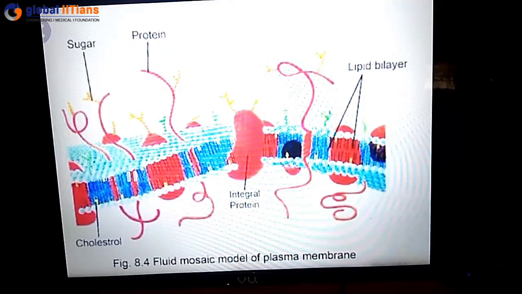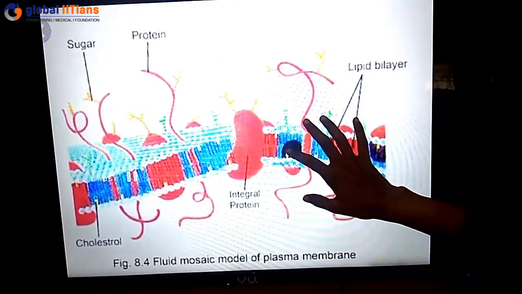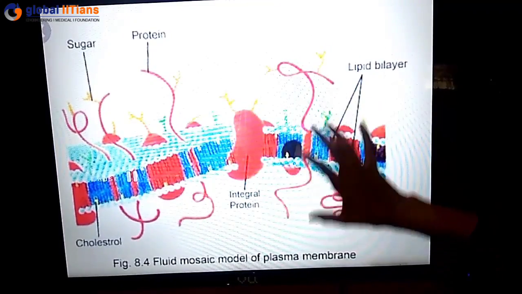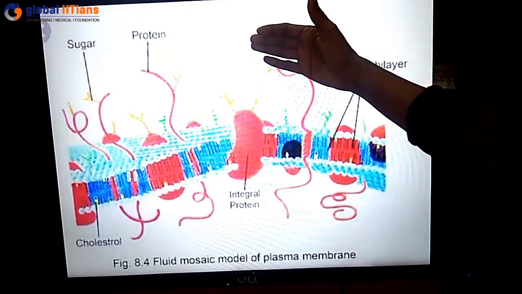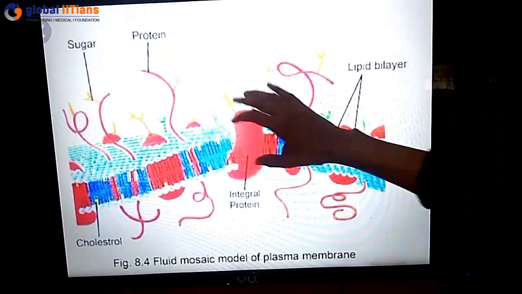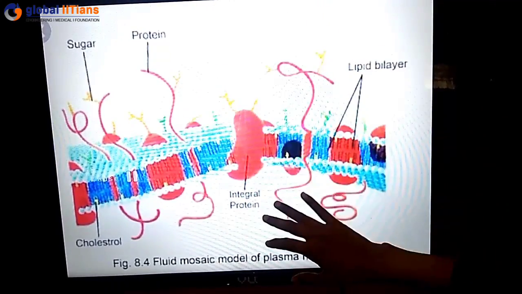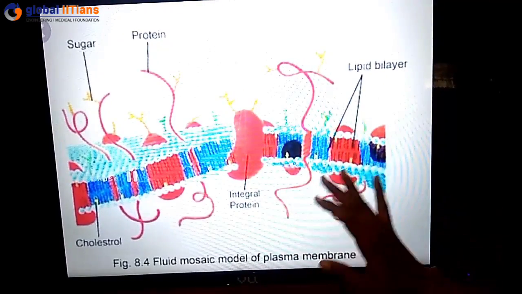Okay, this kind of assembly is called self-assembly. The hydrophilic end is towards the outer side, that is the aqueous side, and the hydrophobic ends are toward the inner side of the cell membrane.